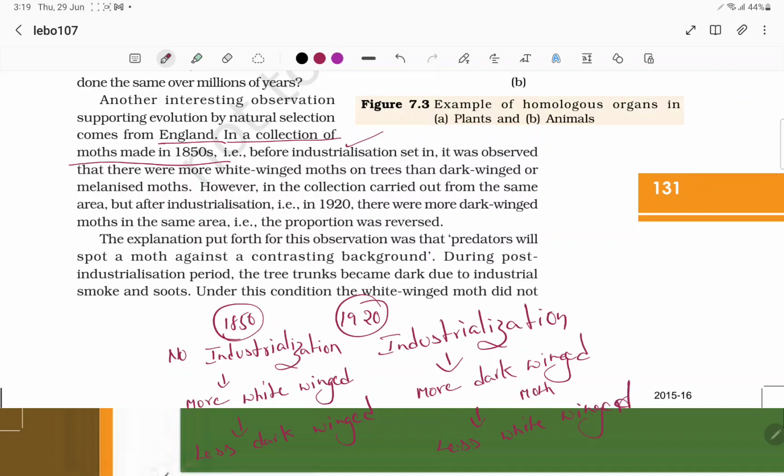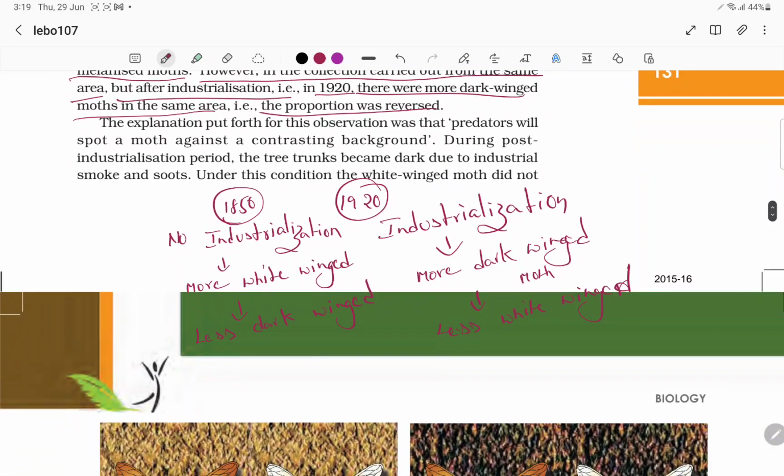We have more white winged moths on trees in 1850 than dark winged or melanized moths. However, in the collection carried out from the same area after industrialization, in 1920, there were more dark winged moths in the same area. The proportion was reversed. The explanation put forth for this observation was that predators spot the moth against the contrasting background very easily. If the environment is white, they will capture the black one. If the environment is black, they can capture the white one easily.